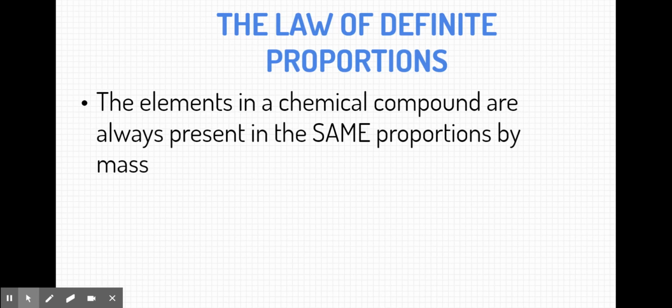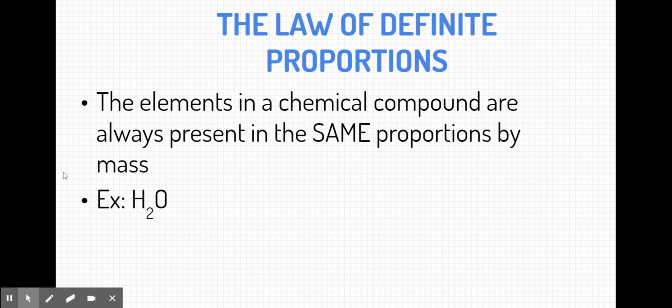Our calculations in percent composition and formula depend upon the law of definite proportions. And simply put, this law says that chemical compounds are always composed of the same thing. Specifically, since atoms are constant in their mass, the chemical compounds, which are composed of the same atoms all the time, are always present in the same proportions by mass.